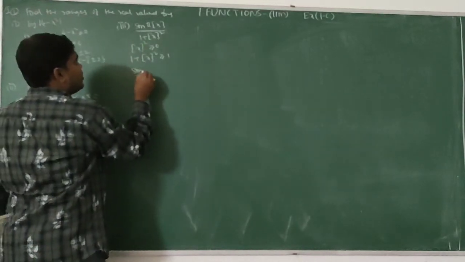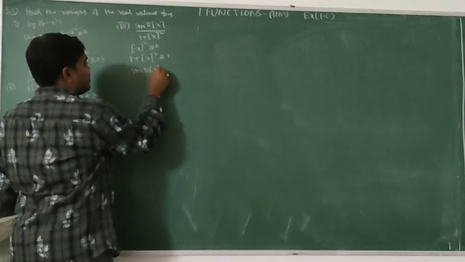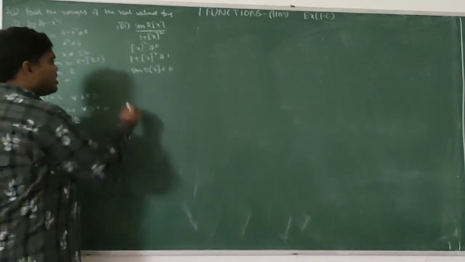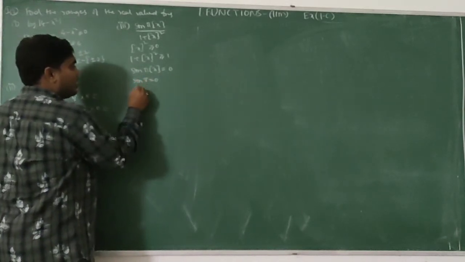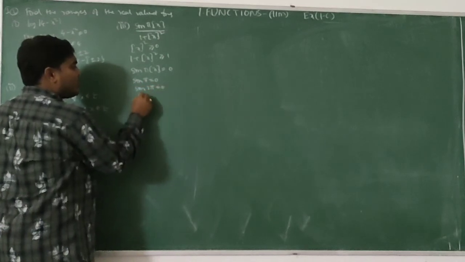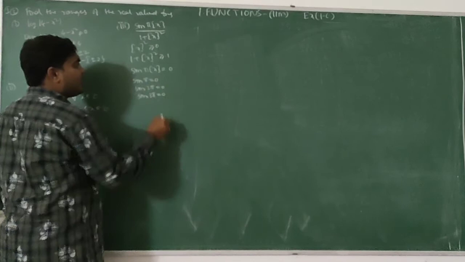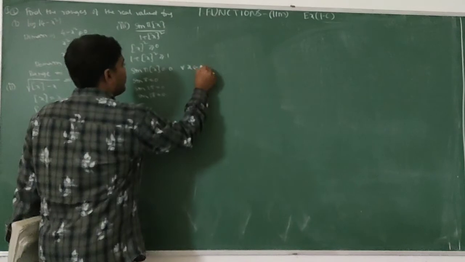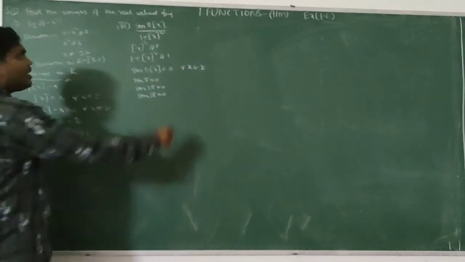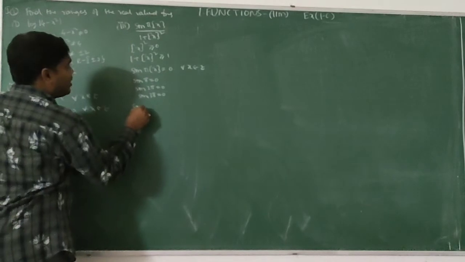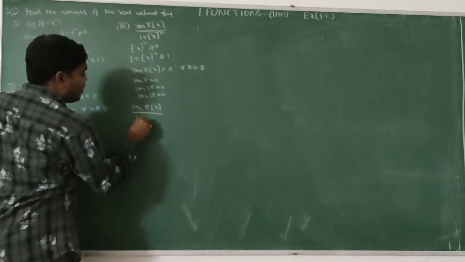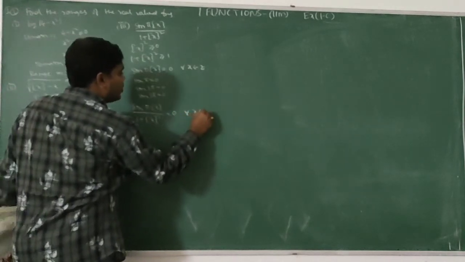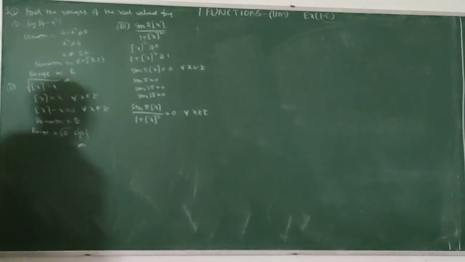Sin pi bracket x equal to 0. Since sin pi equal to 0, sin 2 pi equal to 0, sin 3 pi equal to 0, for whatever integral multiple, sin pi bracket x equal to 0 for all x belonging to Z. So whatever the result, it is always equal to 0. Sin pi bracket x divided by 1 plus bracket x square is always equal to 0 for all x belonging to Z.